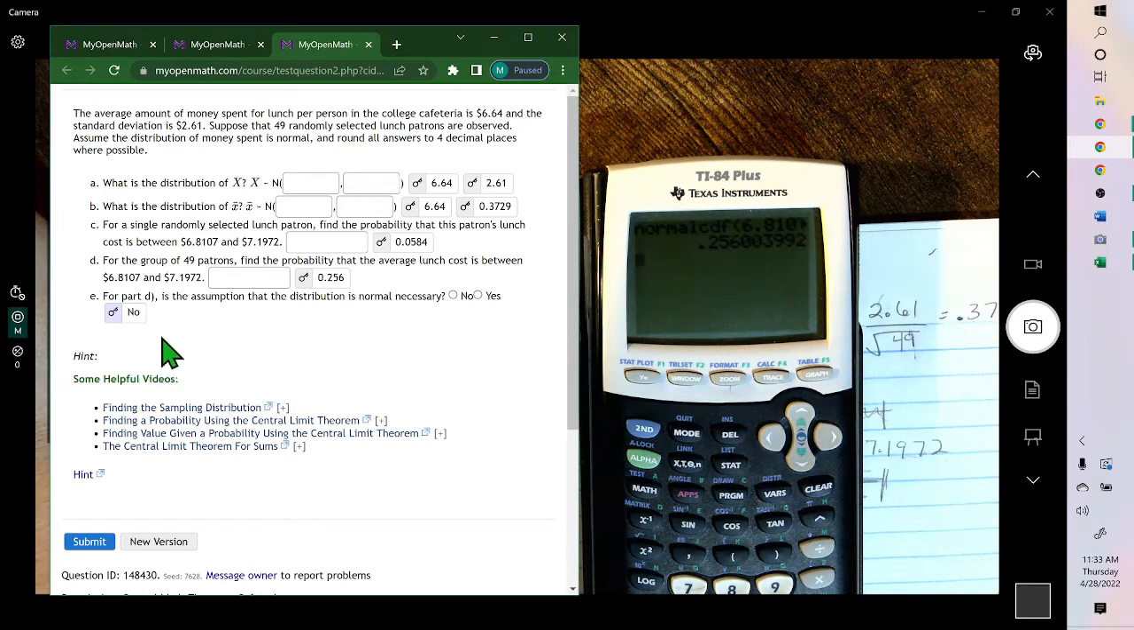And then for part D is the assumption that the distribution is normal and necessary. The reason it's not necessary, your sample size is greater than 30, so it's not necessary.